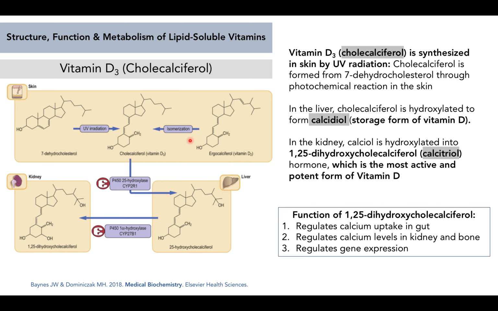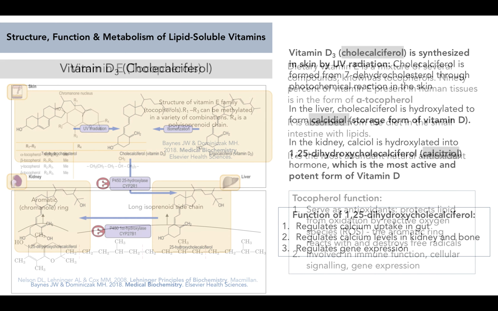Otherwise, cholecalciferol goes into the kidneys, and in the kidneys it gets converted into calcitriol. Calcitriol is the most active and potent form of vitamin D, and calcitriol is also known as 1,25-dihydroxycholecalciferol. The function of calcitriol is to regulate calcium uptake, regulate calcium levels, and also regulate gene expression.